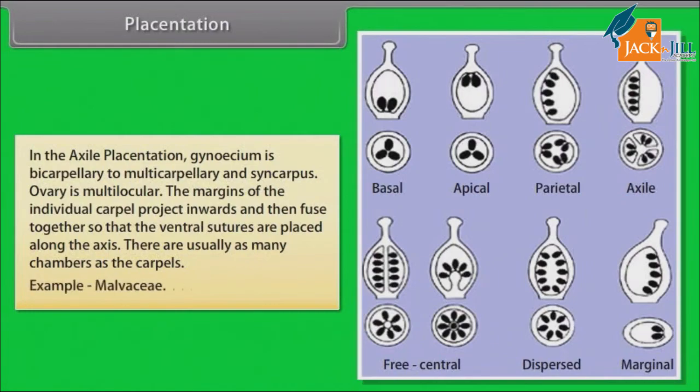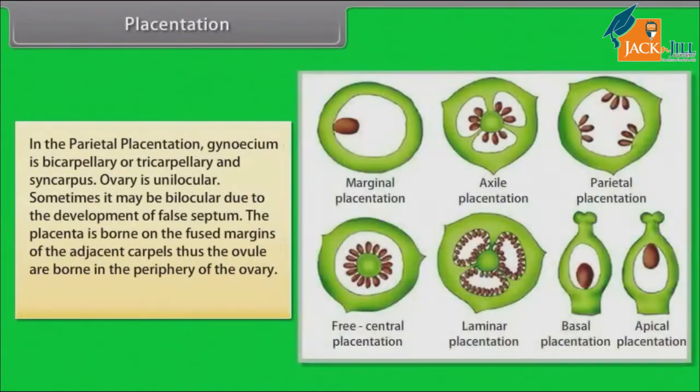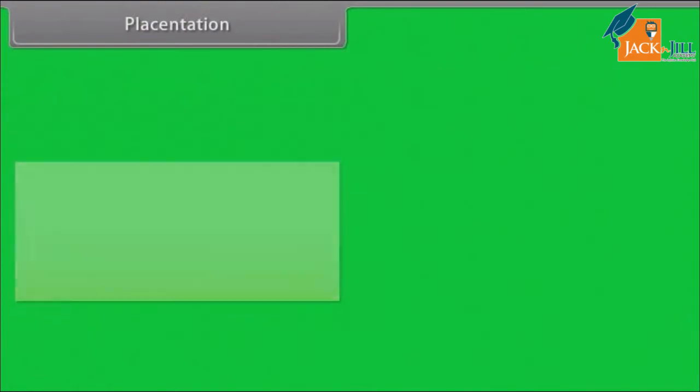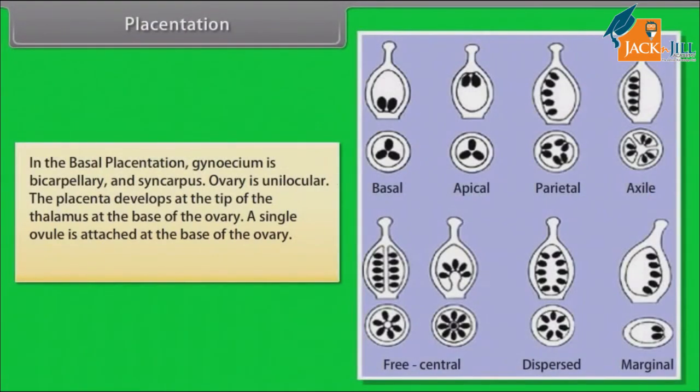Example: Malvaceae. In the parietal placentation, gynoecium is bicarpellary or tricarpellary and syncarpous. Ovary is unilocular. Sometimes it may be bilocular due to the development of a false septum. The placenta is borne on the fused margins of the adjacent carpels. Thus, the ovules are borne on the periphery of the ovary. Example: Cruciferae.